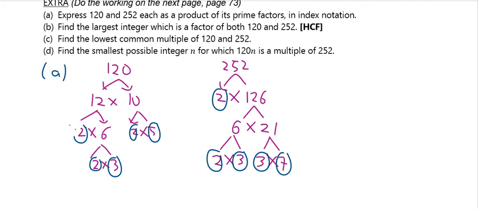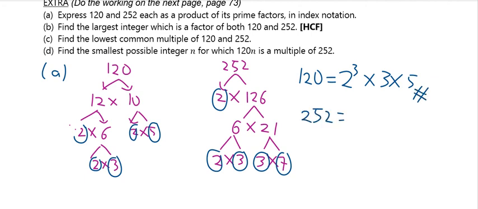So you can have 120 equal 2 times 2 times 2, here you have 2 power 3, times 3 times 5. So that's for the first one. And for the second one, 252 will be, how many 2's do you see here? You have 2, so 2 square times 3 times 3 will be 3 square times 7. So this is quite simple, right?